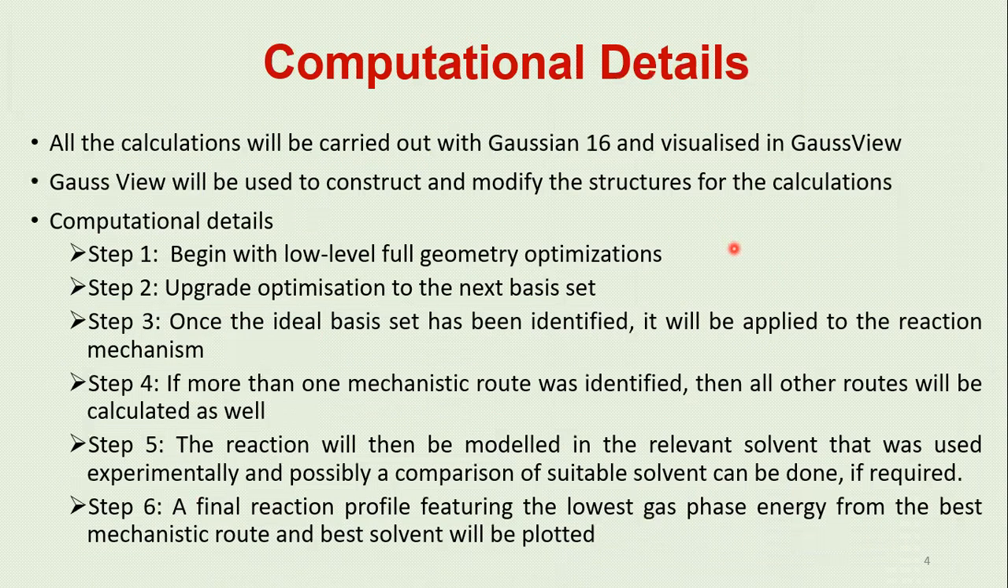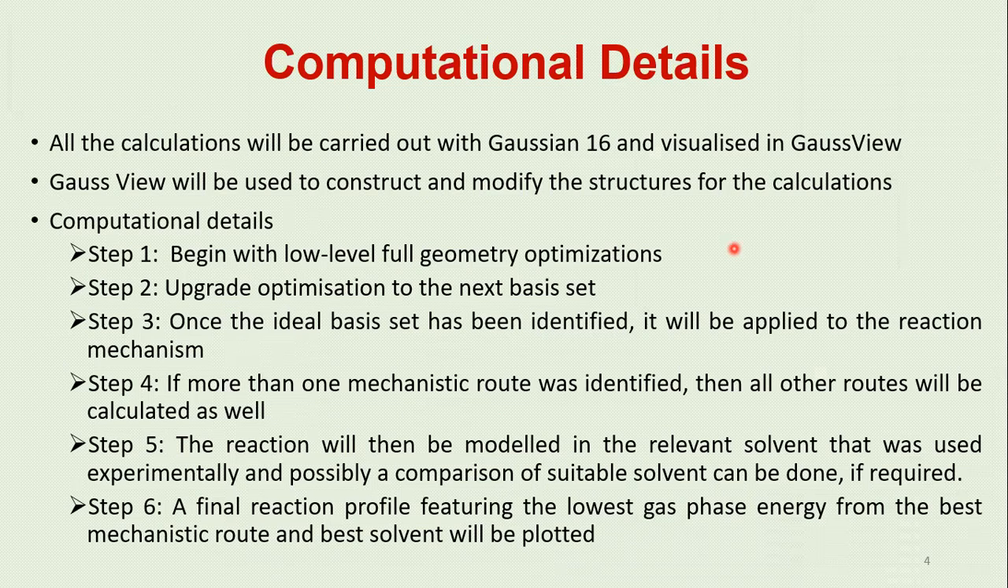All the calculations will be carried out using Gaussian 16 and will be visualized in GaussView. GaussView will also be used to construct and modify the structures for the calculations. The computational details will be as follows. I will begin geometry optimizations using low-level DFT basis sets and functional. Then I will upgrade to higher basis sets and functionals to identify the best one for this reaction.